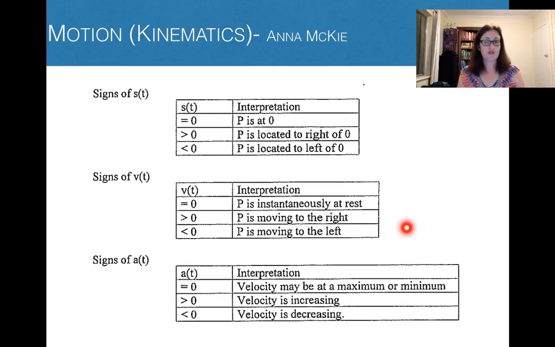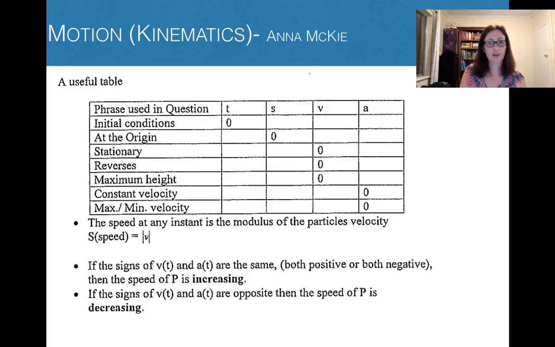Here are some useful tables. I'm just going to skim over them, to do with the signs of S, V, and A. I'll leave you to read back over that. We've got to move on, so this video isn't too long. This table is also quite useful, looking at when t is naught or when S is naught. That means the particle's at the origin, and if V is naught, then the particle is stationary. I'll leave you to absorb that, but the really important one is down here.